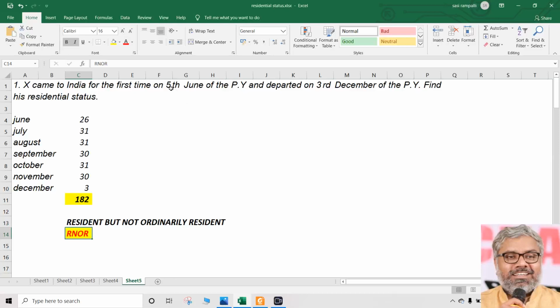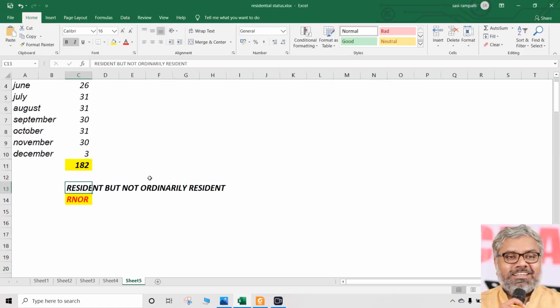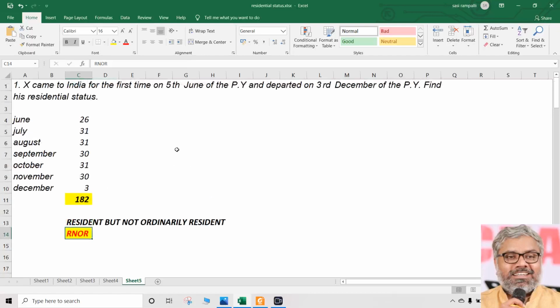So 5th June he has come means in June he stayed for 26 days. Later he stayed for these many days. Then in December 3 days. Total in the previous year 2019-20, whichever previous year it might be, the number of days of stay in India is 182, which makes him resident. But what type of resident? Resident but not ordinarily resident, since he did not satisfy any one of the additional conditions also. That's it. That is answer for question number 1.